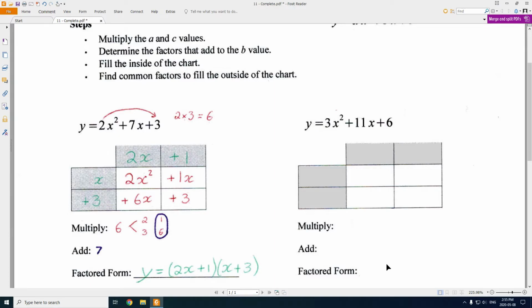All right, so at this point, I'll get you guys to try the next one out. So I would pause the video, see if you can go through all of those steps again, and we'll take it up in a second here.